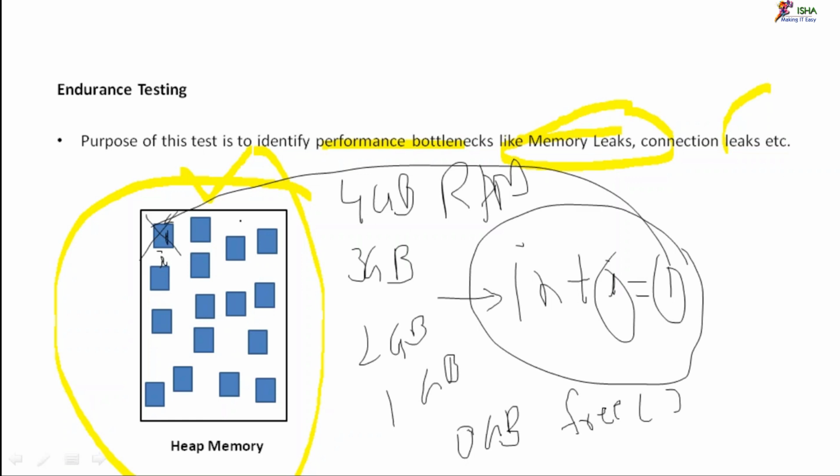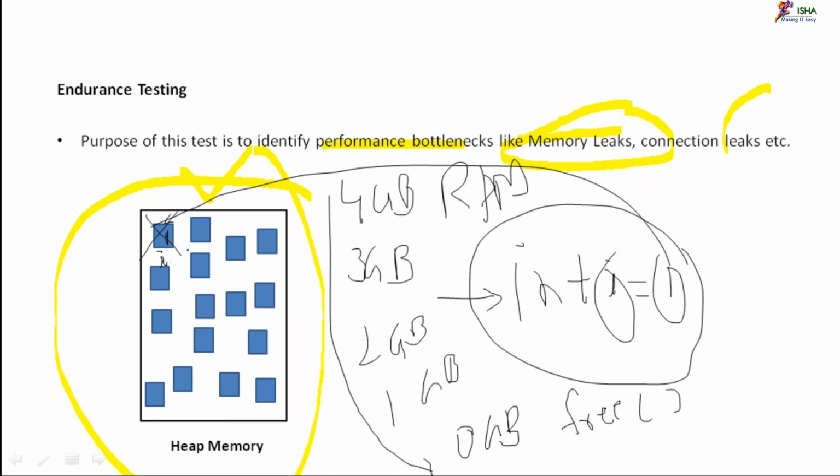So in case you don't free or flush out all these allocations, what happens over a period of time? You don't have any more memory left for new variables to take. So this condition wherein the free memory keeps decreasing over a period of time, and eventually it can become 0, that condition is nothing but memory leak.